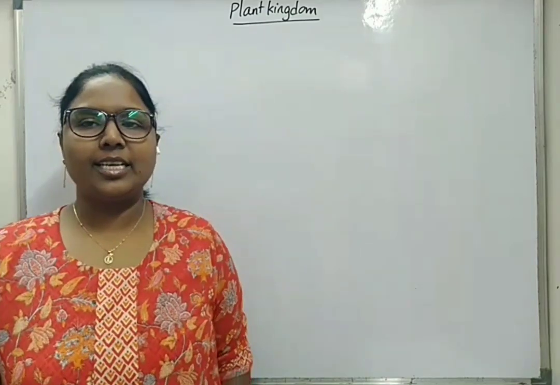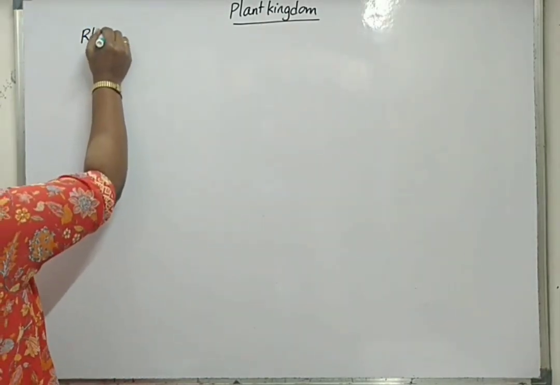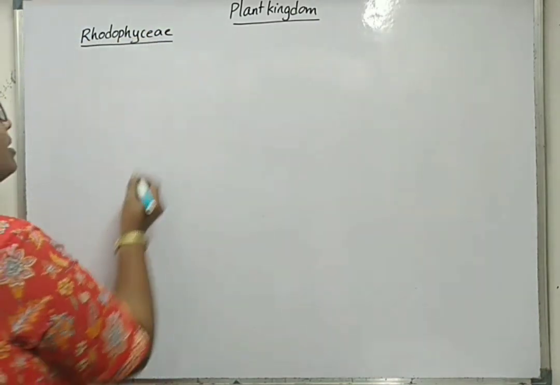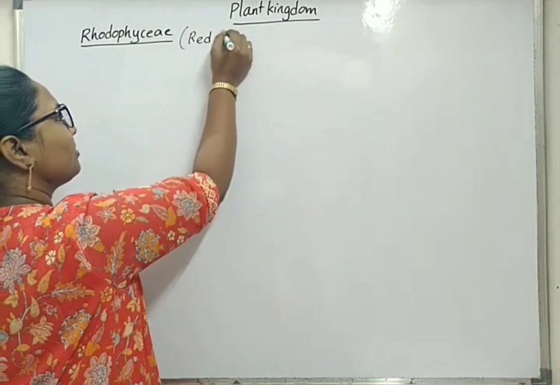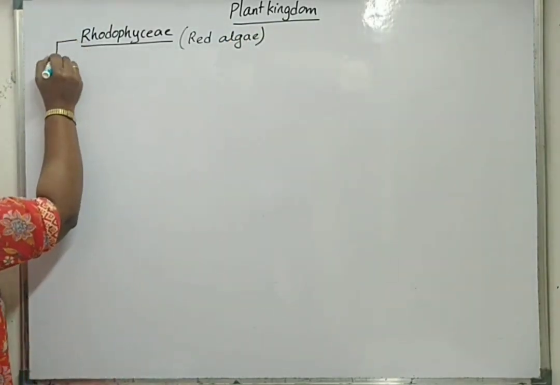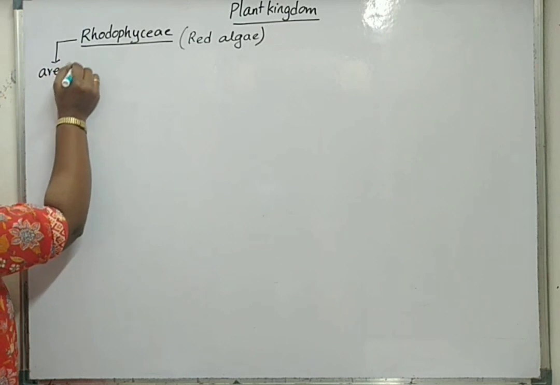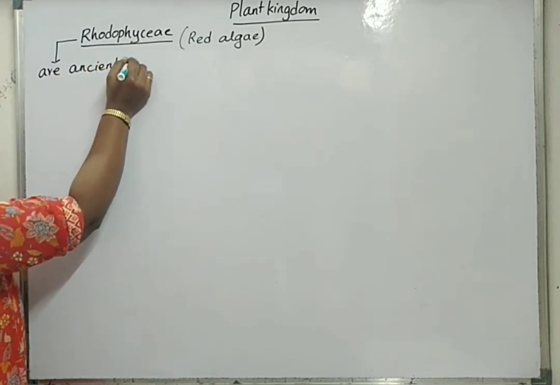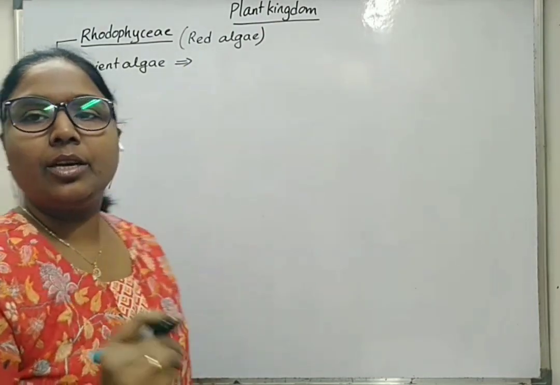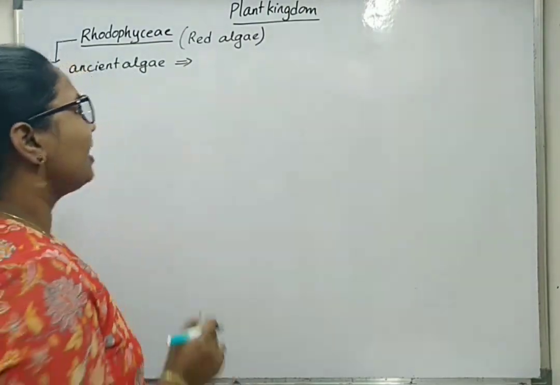Hello students, now we will discuss Rhodophyceae members of algae. These are commonly called red algae. Now, Rhodophyceae members are said to be ancient algae. We have seen Chlorophyceae members are the most advanced algae. Like that, Rhodophyceae members are ancient algae.